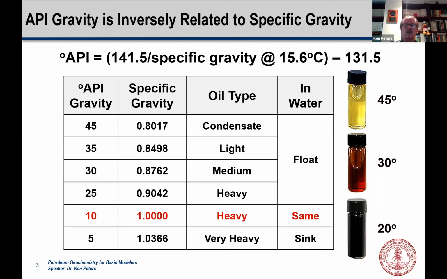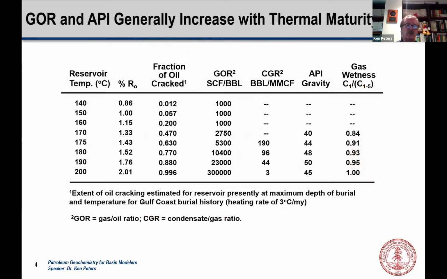Okay, well, we also look at GOR. Here's a table of data that I put together from the Gulf of Mexico, and it's kind of interesting. You can see here our reservoir temperature, and these are the equivalent vitrinite reflectance. Again, we talked about vitrinite reflectance. These are the equivalent vitrinite reflectance maturation at that level in the basin. And you see we have here the fraction of oil cracked. This is basically a transformation ratio.